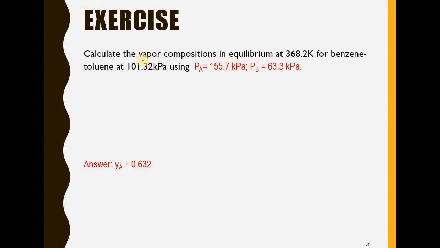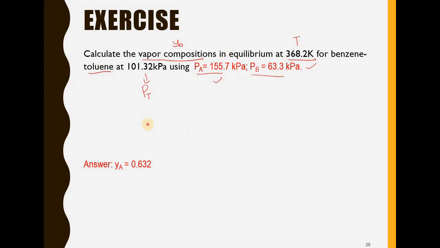Calculate the vapor composition, which is YA, in equilibrium at 368.2 K. This is the temperature for benzene toluene, given the values of PA and PB. So this is the total pressure. You have PT, you have PA and PB. You can calculate for YA and XA.